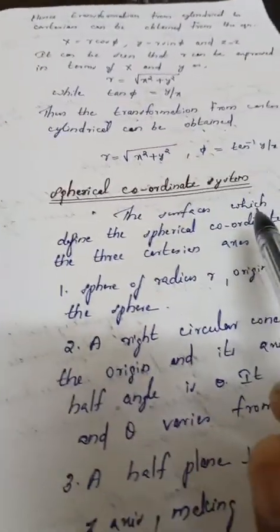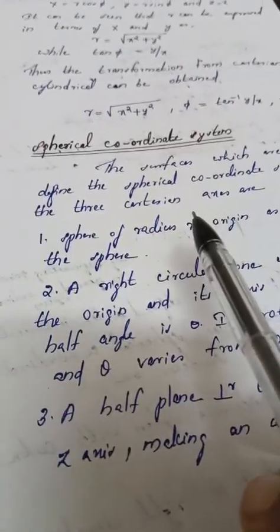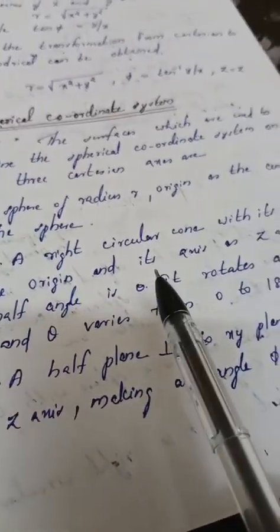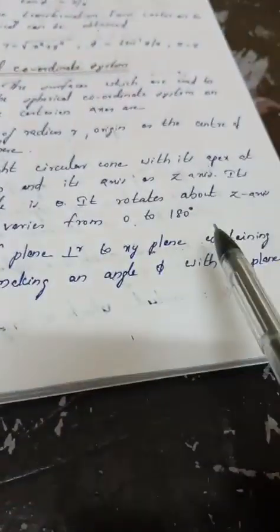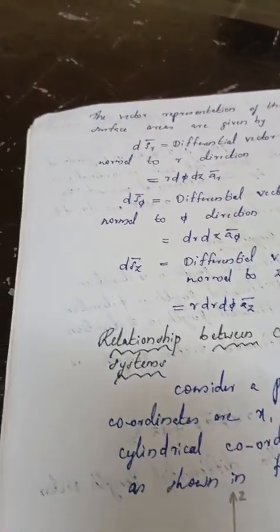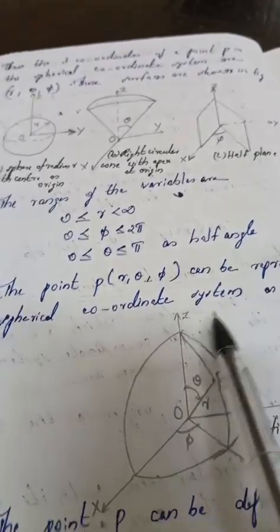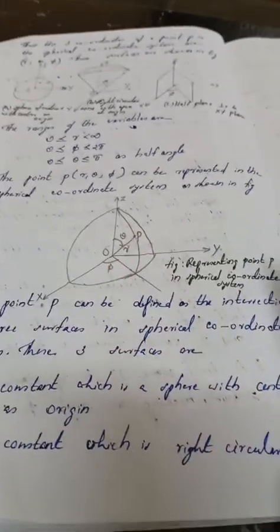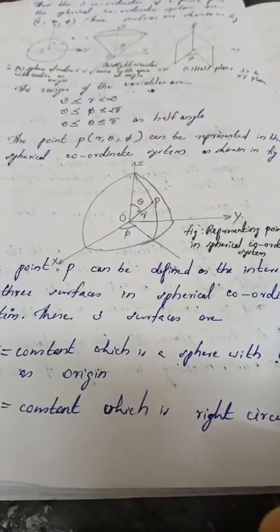Third one, spherical coordinate system. The surfaces which are used to define the spherical coordinate system on the three Cartesian axes are: first one, a sphere of radius r. Second one, a right circular cone with its apex at the origin. Third one, a half plane perpendicular to xy plane. The ranges of the variables are r, phi and theta. This is the figure representing point P in spherical coordinate system r, theta, phi.